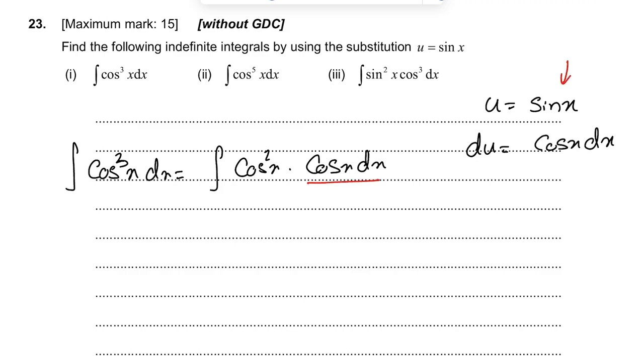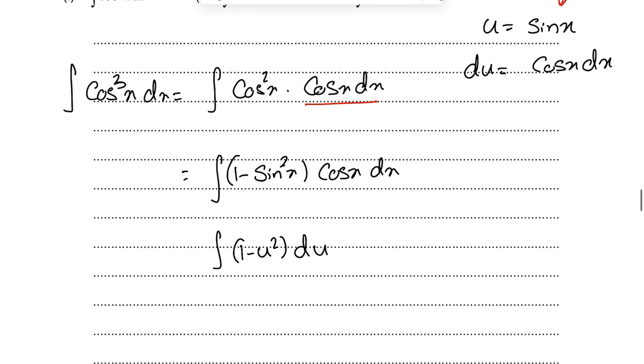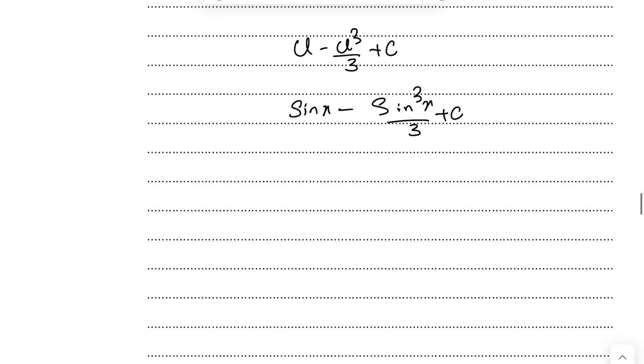But I have sin x. So what am I going to do? cos square x can be written as 1 minus sin square x, so that I can do the substitution: 1 minus sin square x times cos x dx. Now it becomes 1 minus u square du. What is the integral of 1? u. And the integral of u square? u cube by 3 plus c. Which is sin x minus sin cube x upon 3 plus c. Next one is cos to the power of 5.